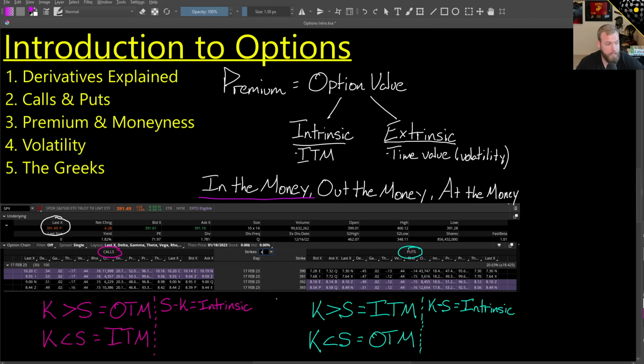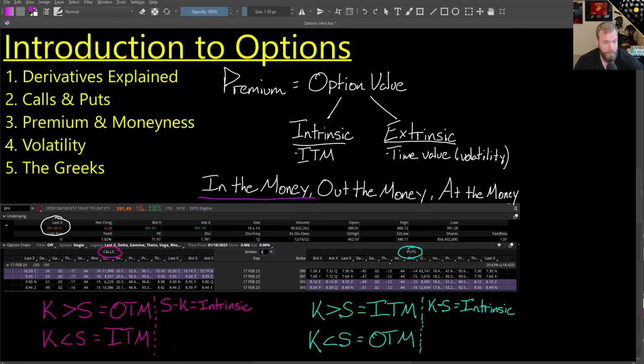And how do you calculate the intrinsic value? Notice the difference between these two formulas. It's nothing crazy, but the relationship between calls and puts is typically inverse. So if we take the security minus the strike price to understand our intrinsic value for calls, for puts we just take the strike price minus the security price. So if 392 is our strike price and the security price is 391.49, all you do is take 392 and subtract 391.49. That is your intrinsic value. And then the rest is your extrinsic value or your time value.